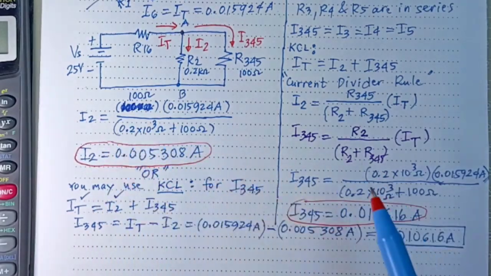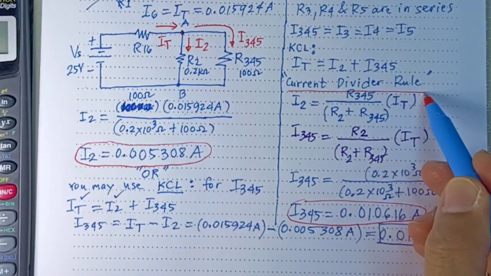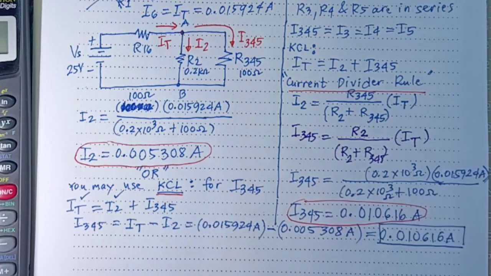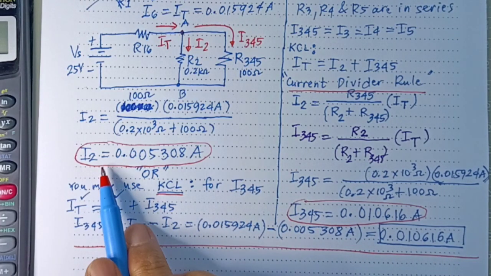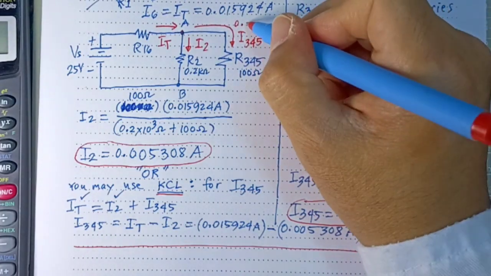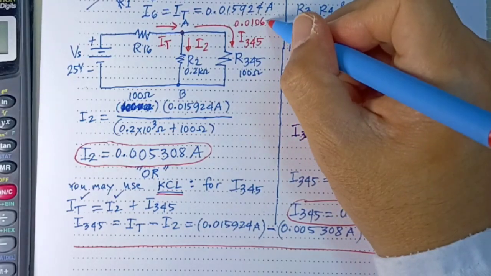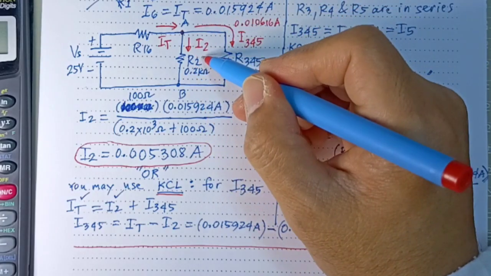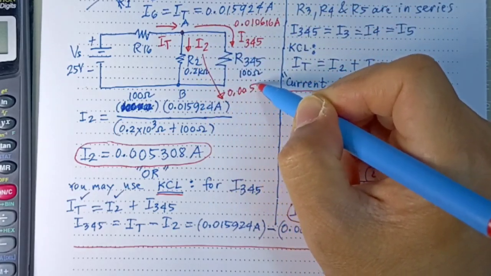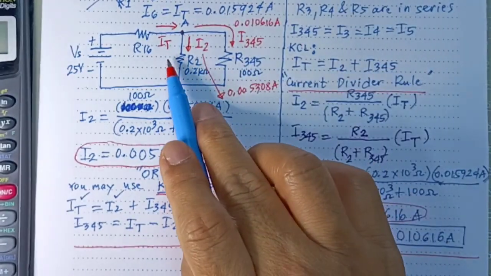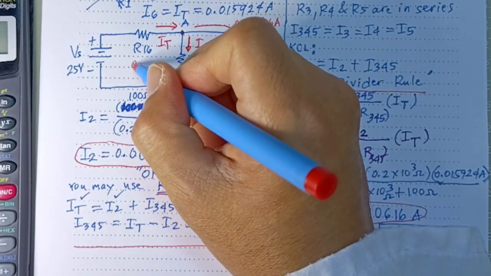But of course, it depends if you are asked to use the current divider rule, or it was not mentioned to you what to use. You can use Kirchhoff's current law in combination with the current divider rule. That's it. That's how to do the current for I345 and I2. So now I know my I345 is equal to 0.010616 amperes. And I know now the I2 is 0.005308 amperes. That's for the I2 going here. Now if you add the two, it will be equal to IT, which is equal to 0.015924 amperes.